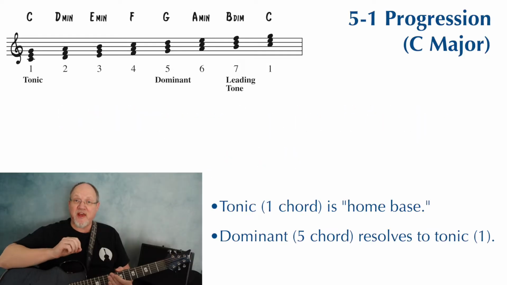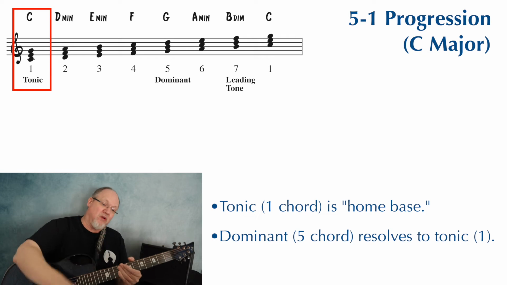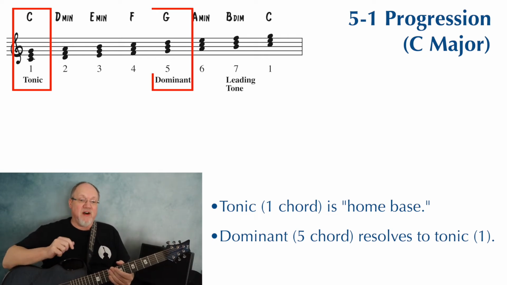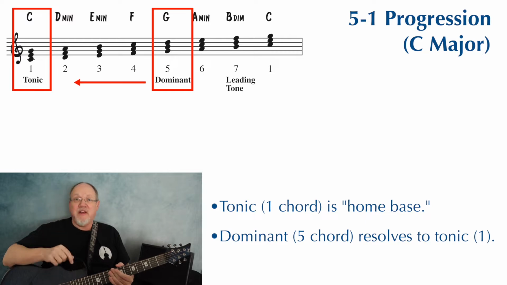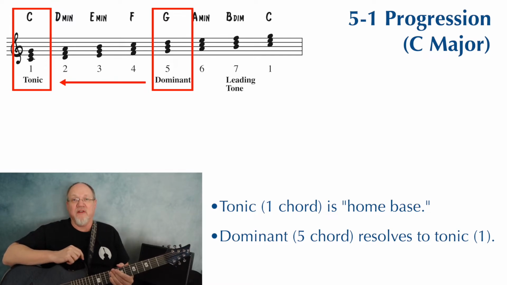In a major scale, the one chord, or the tonic, is the chord that feels most at rest. And you'll find that the one chord is usually the first and last chord of a song. The five chord, or the dominant, leads to the one chord, and in music theory terms, we say that the five chord, or dominant, resolves to the one chord, or the tonic.